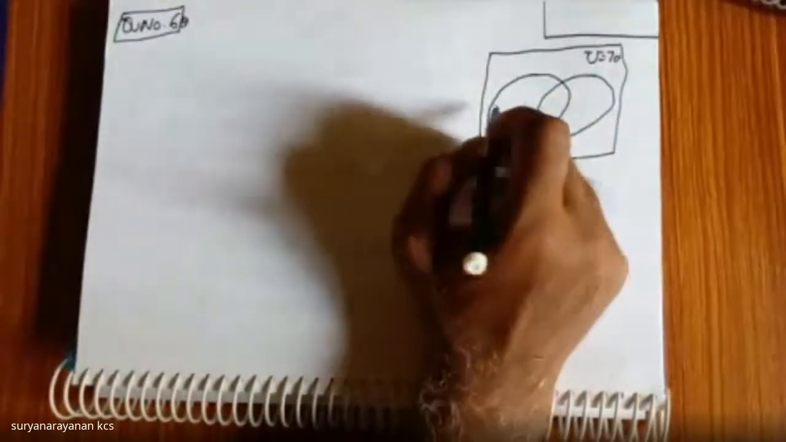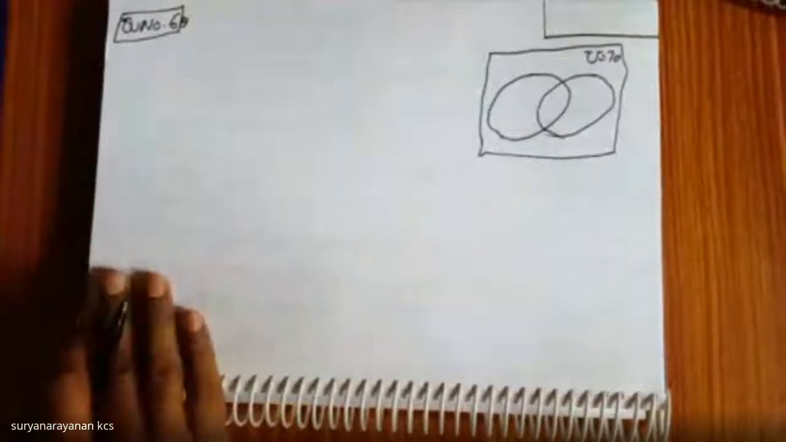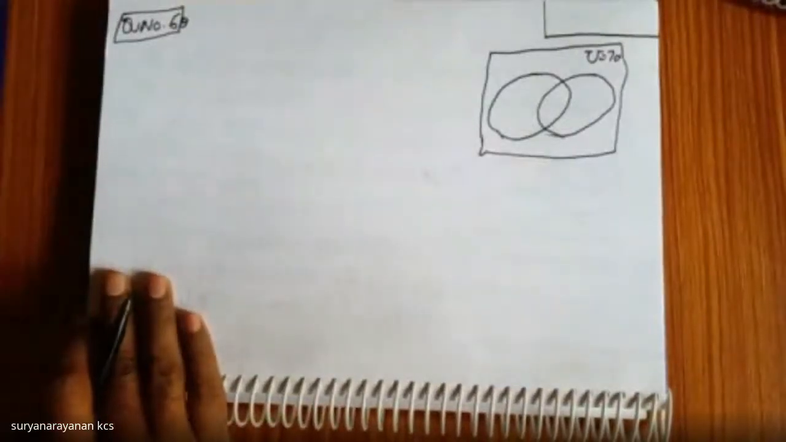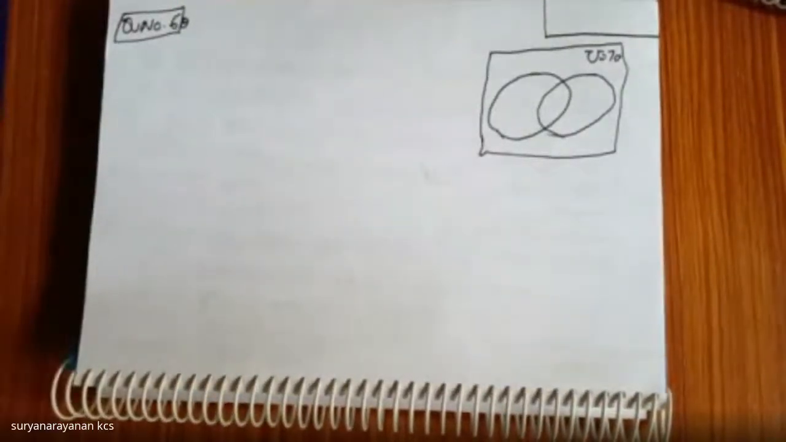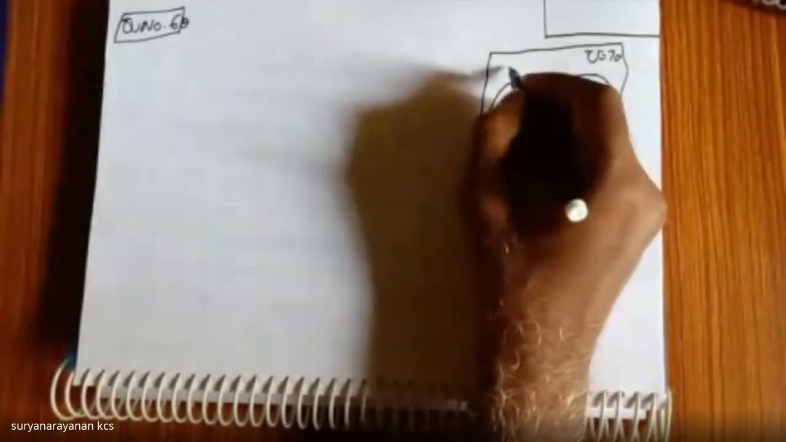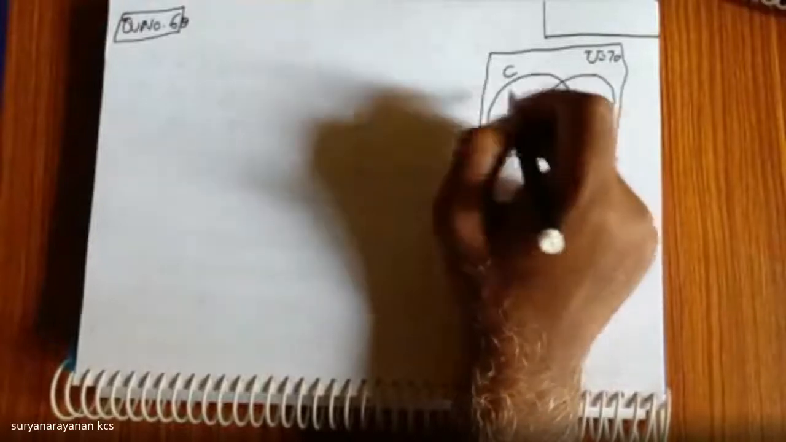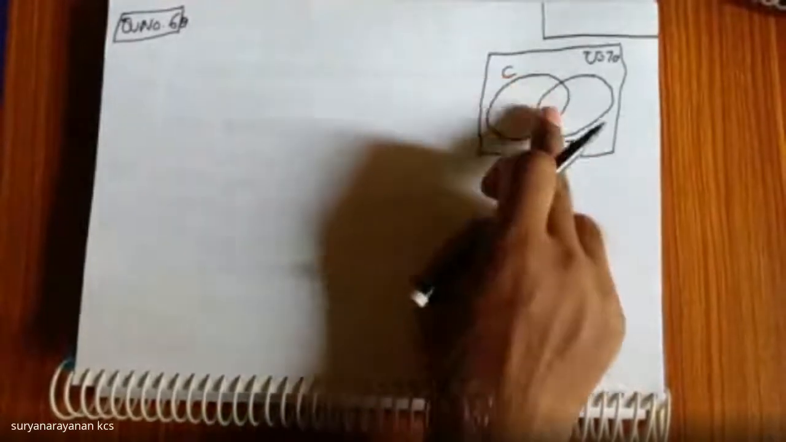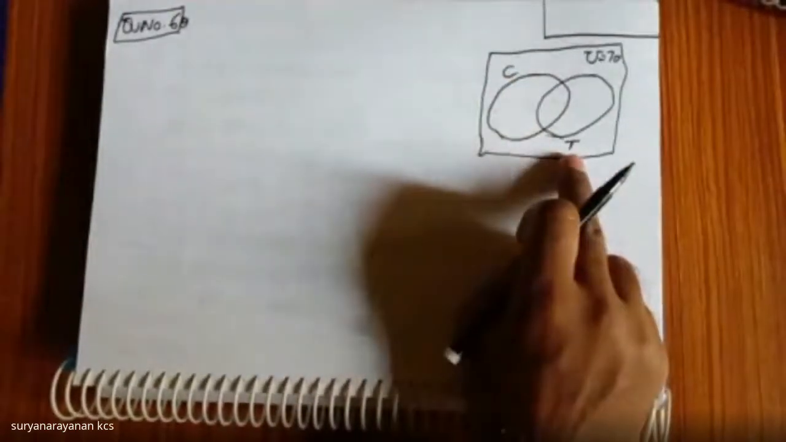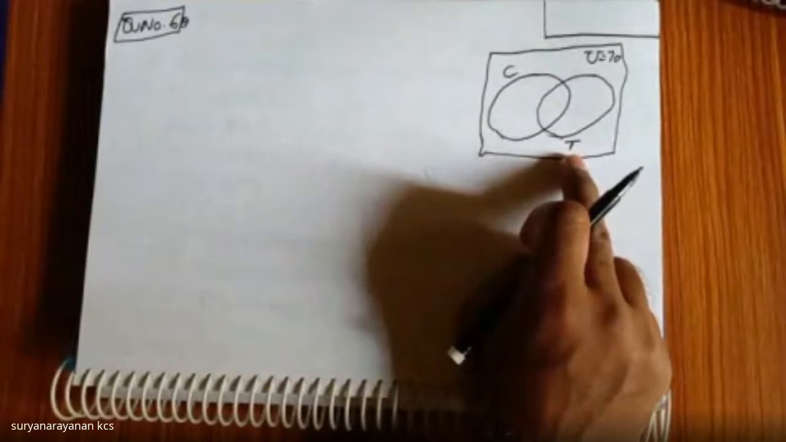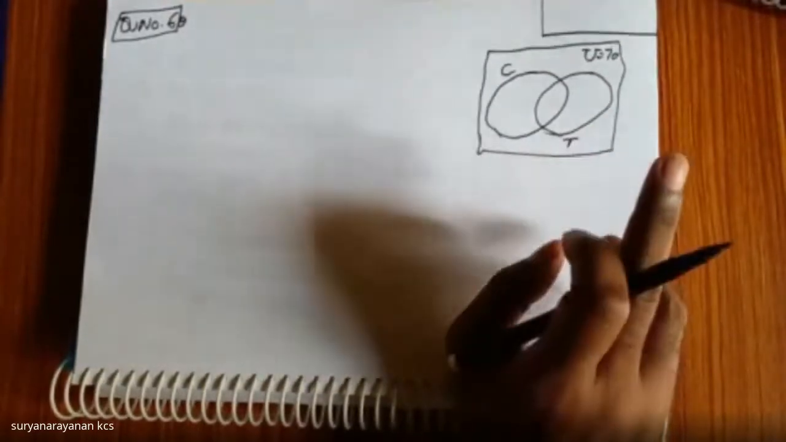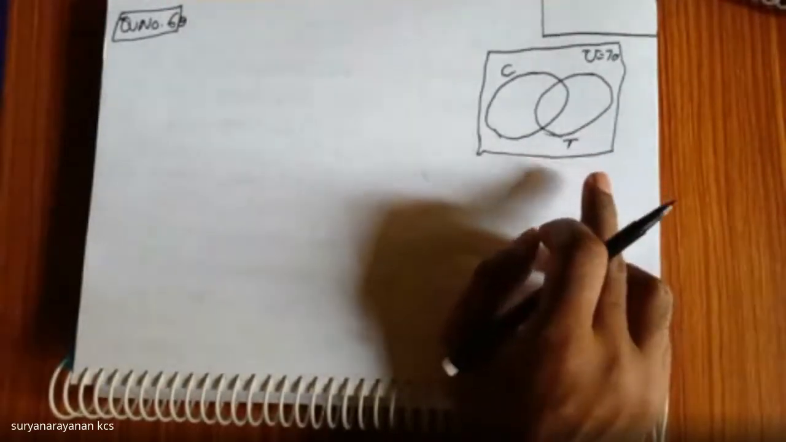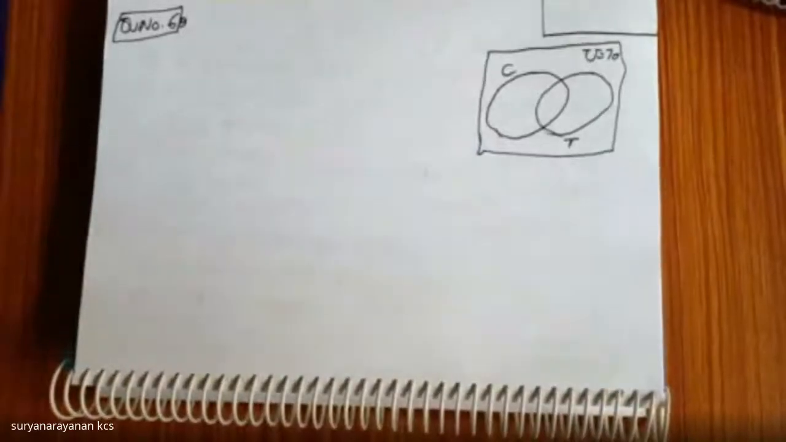The group of people is divided into two groups, those who are taking tea and those who are taking coffee. Let us denote this circle by C and this circle by T. C denotes the number of people who are taking coffee. This circle T denotes the people who are taking tea. In this Venn diagram, what is given here?